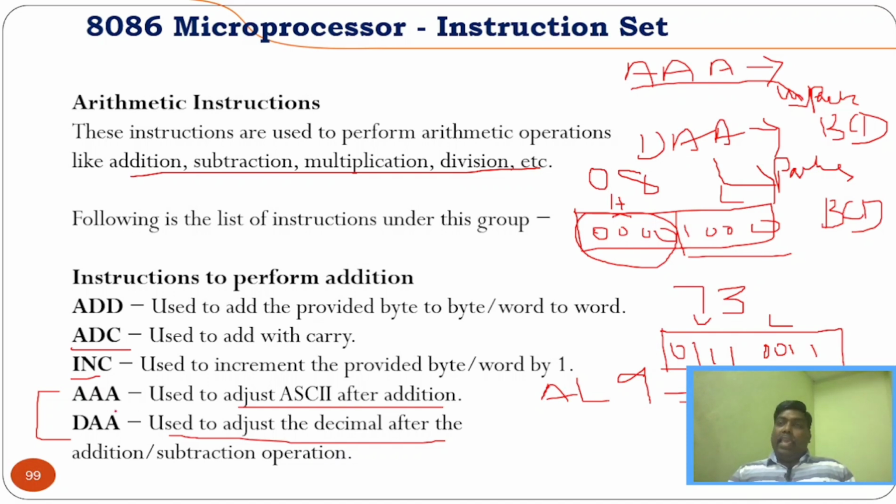That is AAA. I repeat that. After performing the addition, it will check the lower nibble of the result, and if the lower nibble is greater than 9, it will convert that to the correct BCD form by adding 6. And what is DAA? It converts the higher nibble as well as the lower nibble to the correct BCD form. Whenever the result of the upper nibble or the lower nibble exceeds 9, it converts to the correct BCD form, right? And that is why it can be used in packed BCD.